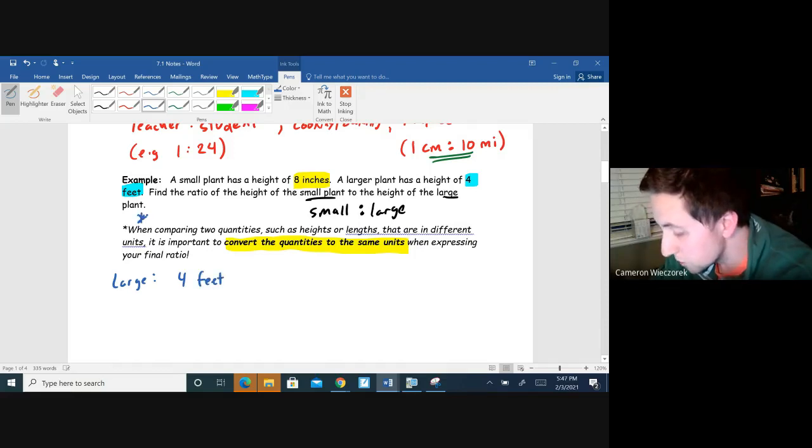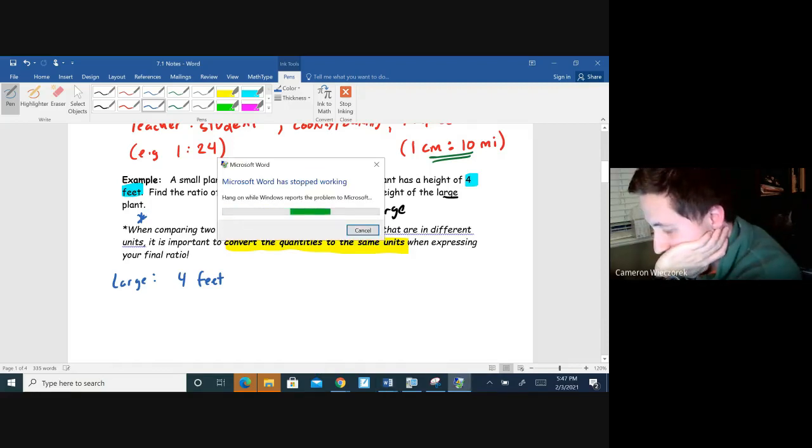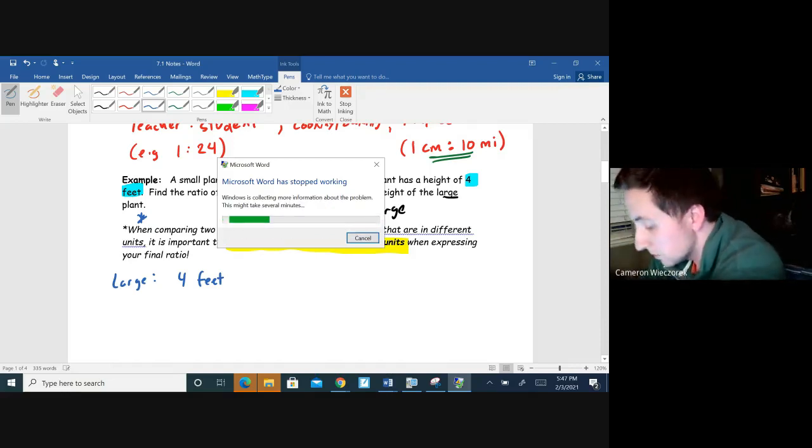Remember that there's 12 inches. 12, come on. Oh no, it's not writing. Hang on. Oh no, Microsoft Word needs to reopen, sorry.